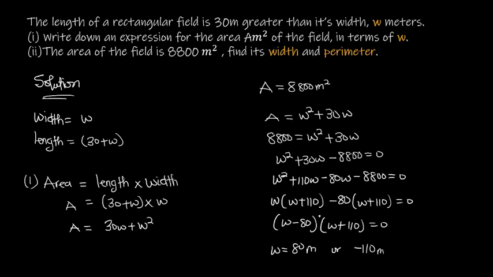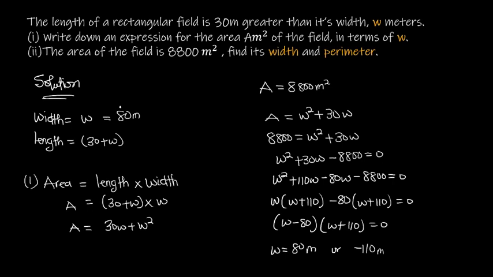Now you realize that the width is either 80 or negative 110, but the width cannot be negative. Because the width cannot be negative, it means that our W over here is equal to 80 meters. So 80 becomes our answer for W.